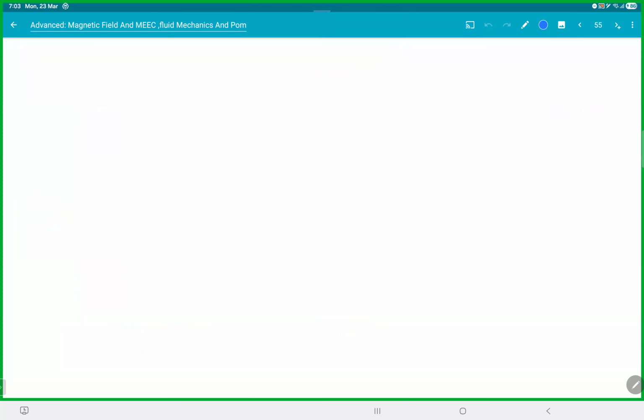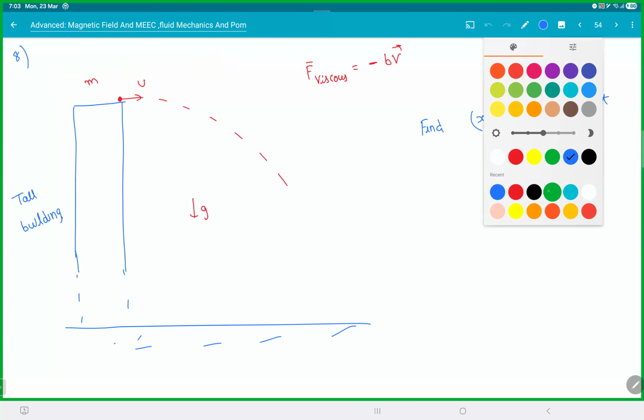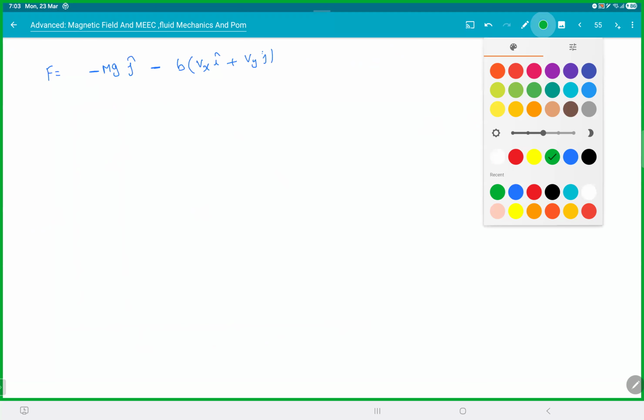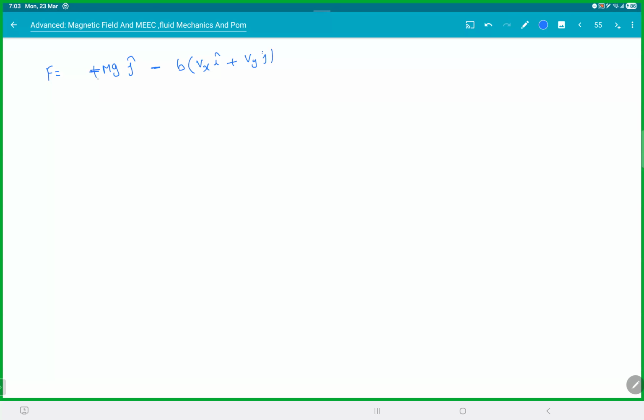Let's see. Again, this is F equal to minus mg j cap minus b vx i cap plus vy j cap. So what I will do now, I'll take down as y axis. I take the horizontal as x axis, just like that. Then this also will become a plus sign actually.